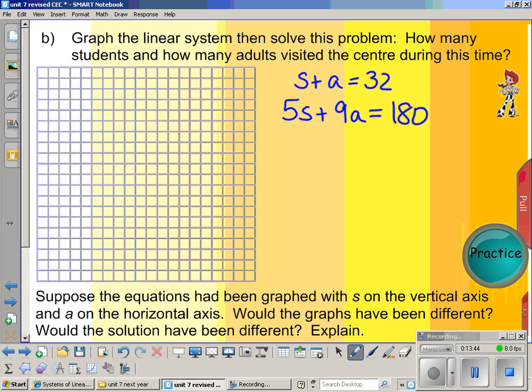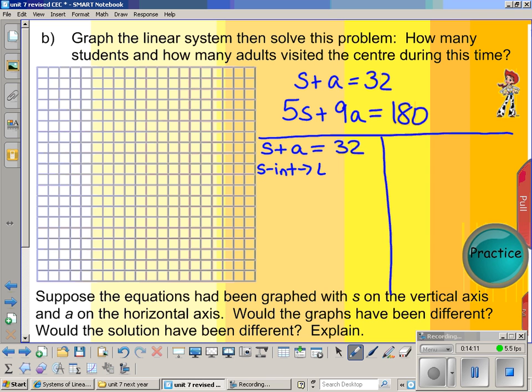So if we wanted to do S plus A equals 32, and we want to find the S-intercept, you let A equal 0. All right, you always let the opposite value be 0. So what we have is S plus 0 equals 32, so S equals 32. Now if we want to find the A-intercept, you let S equal 0. So we'll have 0 plus A equals 32, so A equals 32. So in this case, both intercepts were 32.